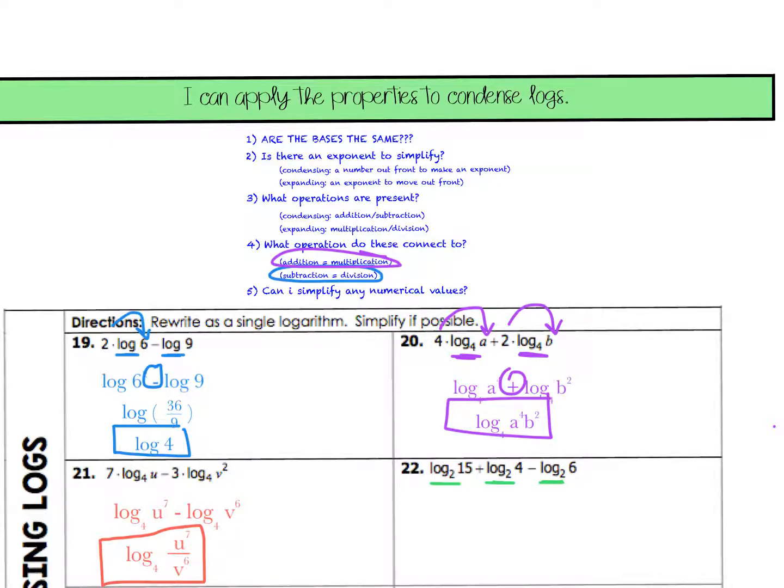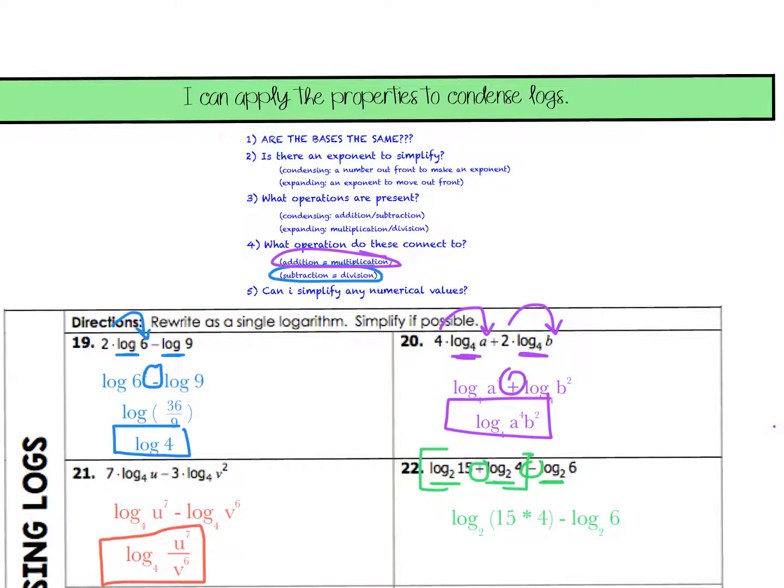What operations are happening? When I look at it, I have addition, and then I have subtraction. So the order of operations says we do addition and subtraction in the order that we see them. So what we're going to do is essentially have this value, and then subtract this value right here. So where I'm going to start is with the addition piece. What operation do those connect to? Addition is going to connect to multiplication. So I'm actually going to rewrite this as a multiplication problem.